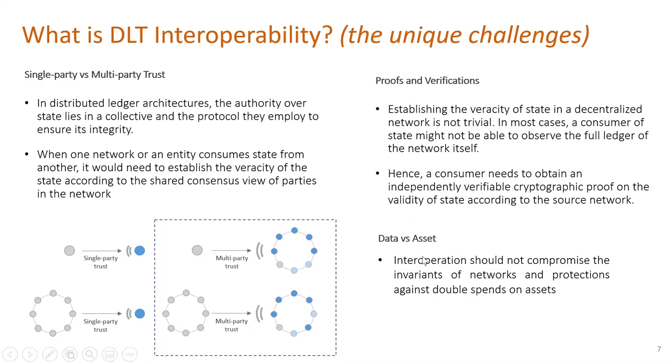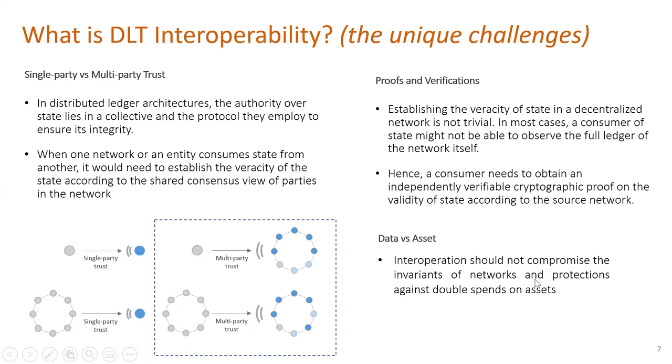Another thing is the distinction between data and assets. Assets are a special class of data, something that's recorded on the ledger but which has an ownership. And at any point in time, you can't just make copies of the assets, which is spread out while maintaining integrity.